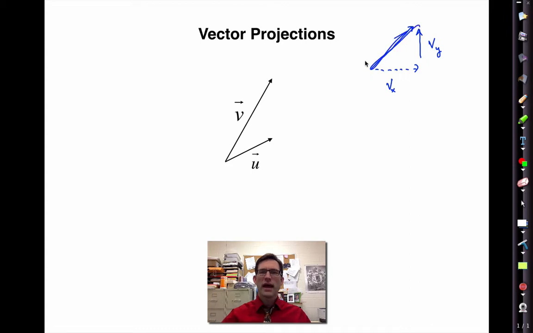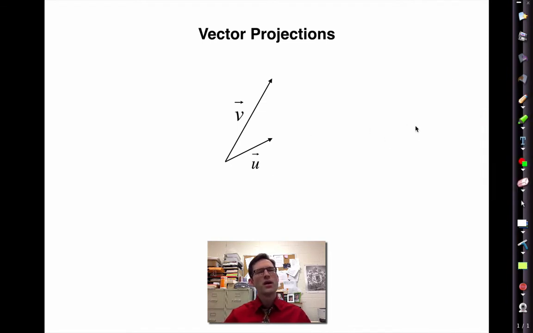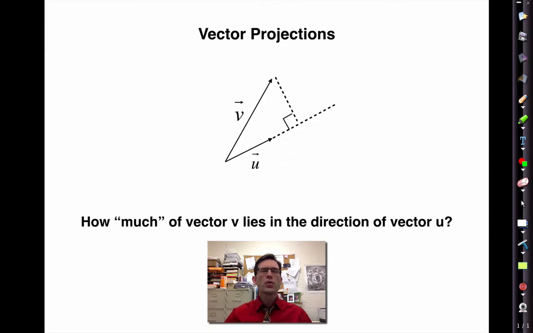How much of this vector lies in the direction u? How much of it lies in the direction u? So let me help you visualize this. There it is, right? What we're really doing is we're extending u, and we're creating this right triangle. And u can be extended forever, but extend it to a point where you can create this right triangle. And then that becomes the projection of v in the direction of u.